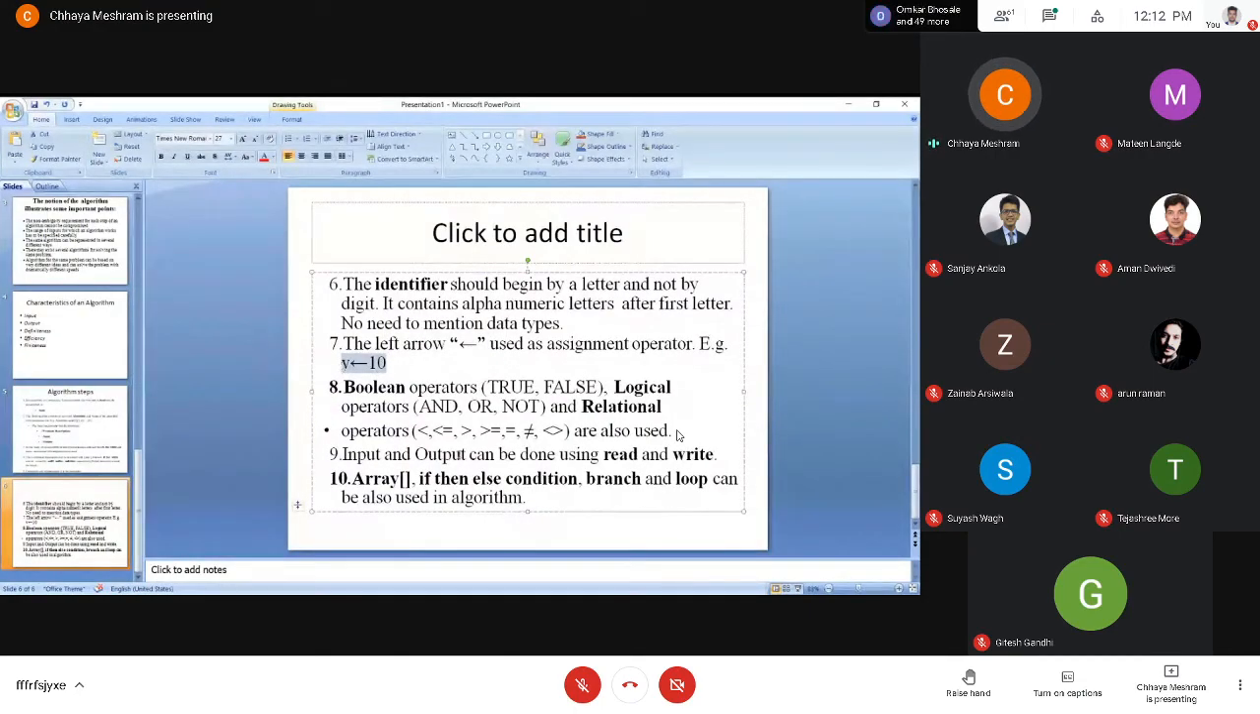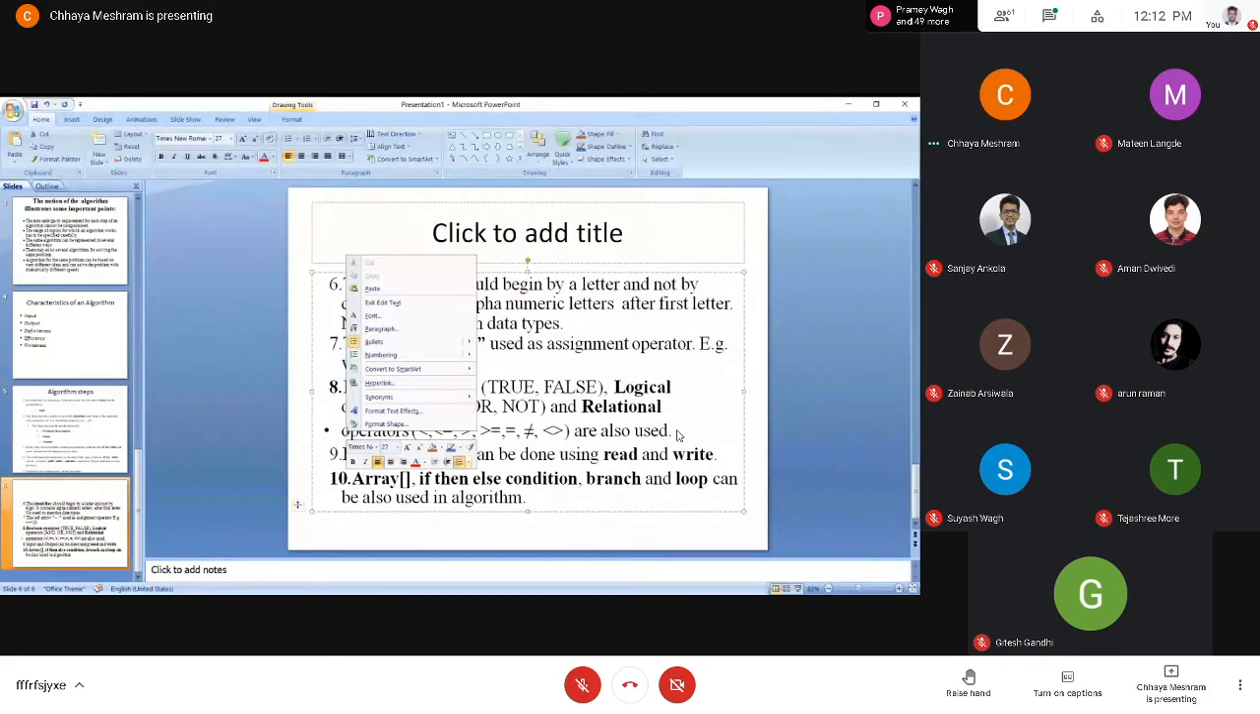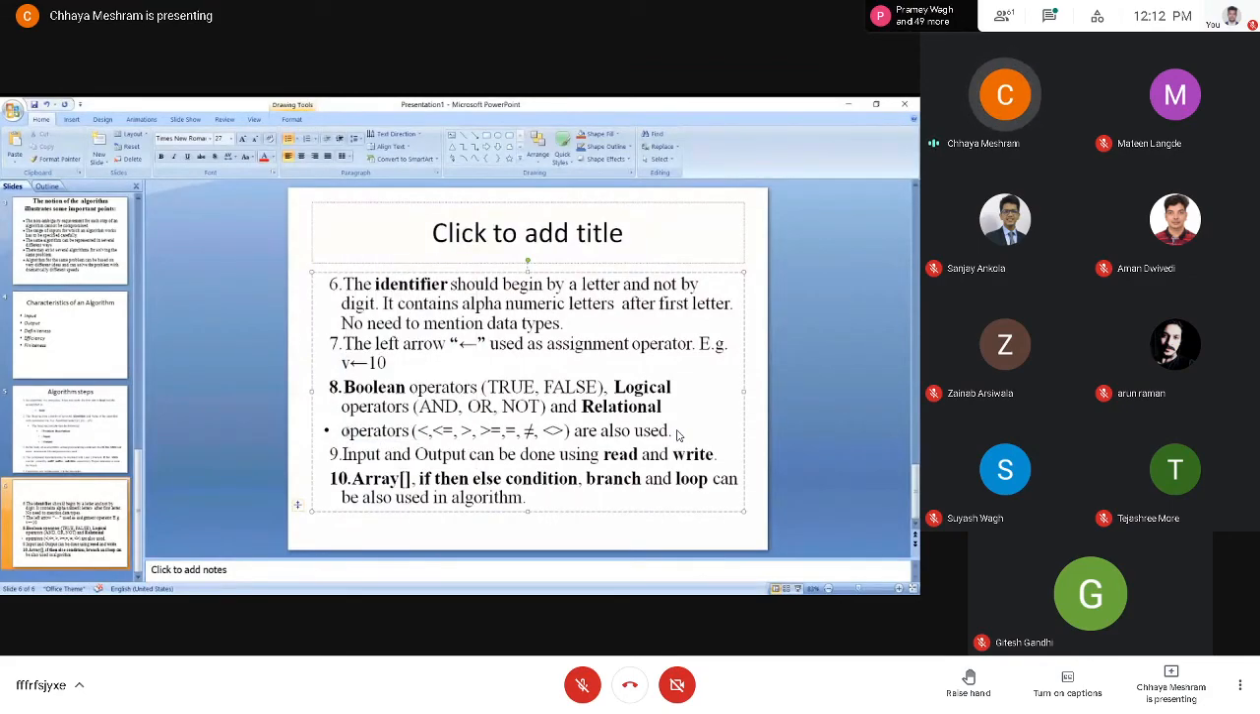Along with the if, else, we can use Boolean operators like true, false, logical operators and, or, not, and relational operators. That is, less than equals to, greater than equals to, not equals to. So we can use these operators in the algorithm.